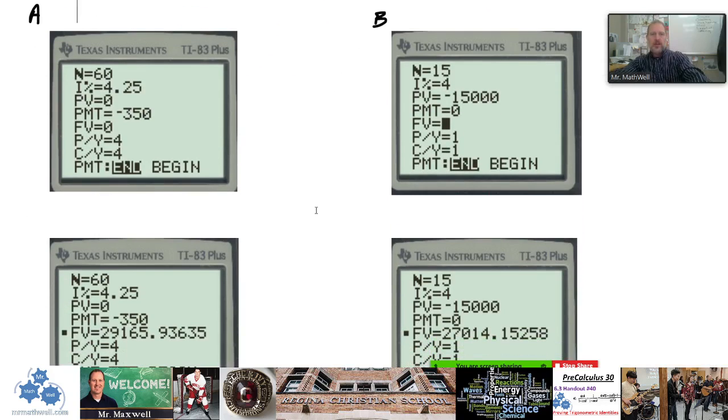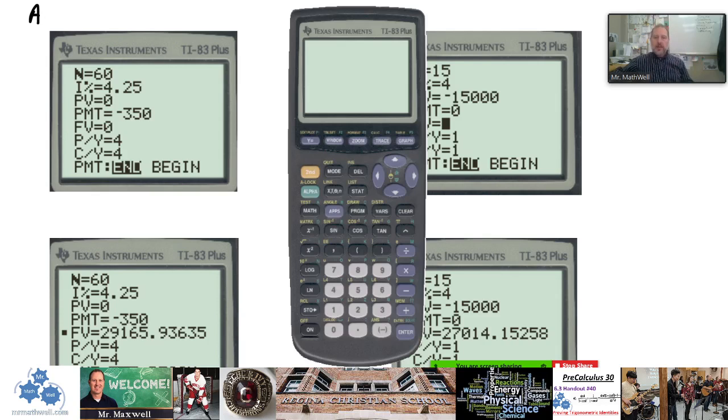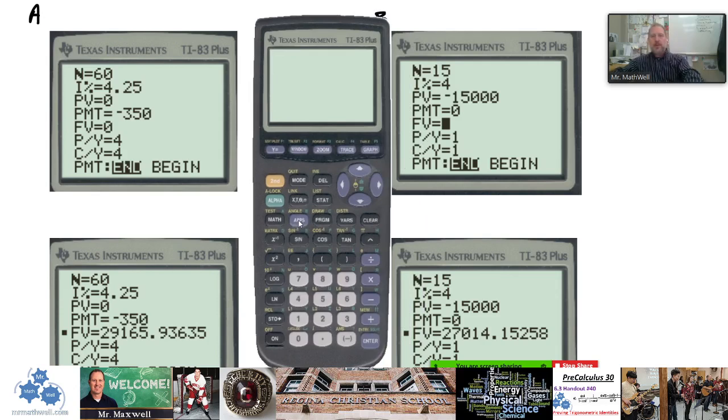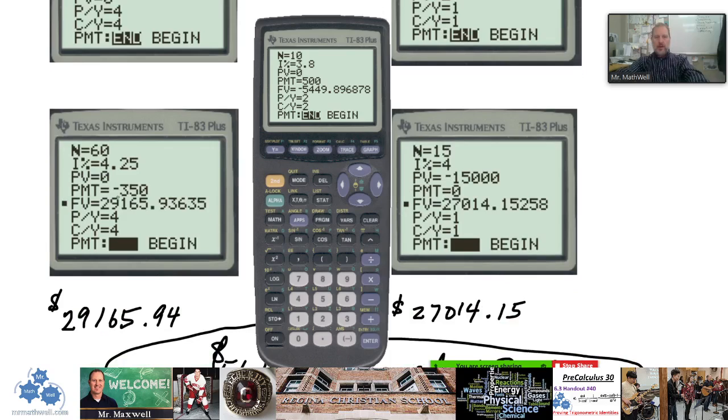So this is what it looks like on the TI-83. Okay? You get to your application button right here. You hit your apps button, enter, TVM solver, enter again. You get to this screen, okay? So for A, your N is 60, your interest rate is 4.25, present value 0. There's your payments, payments per year, compounding payments, and all that. And then you scroll down, and this is your 29,165, okay?